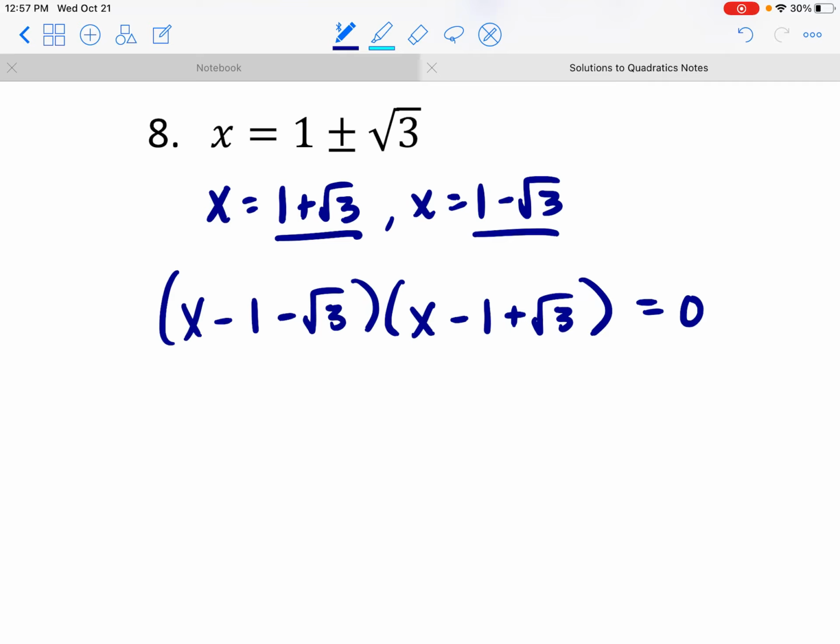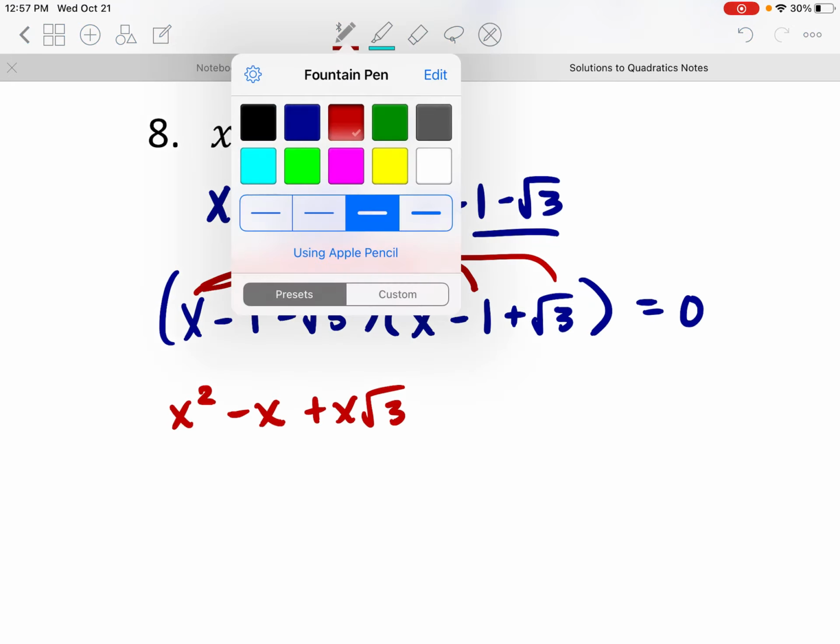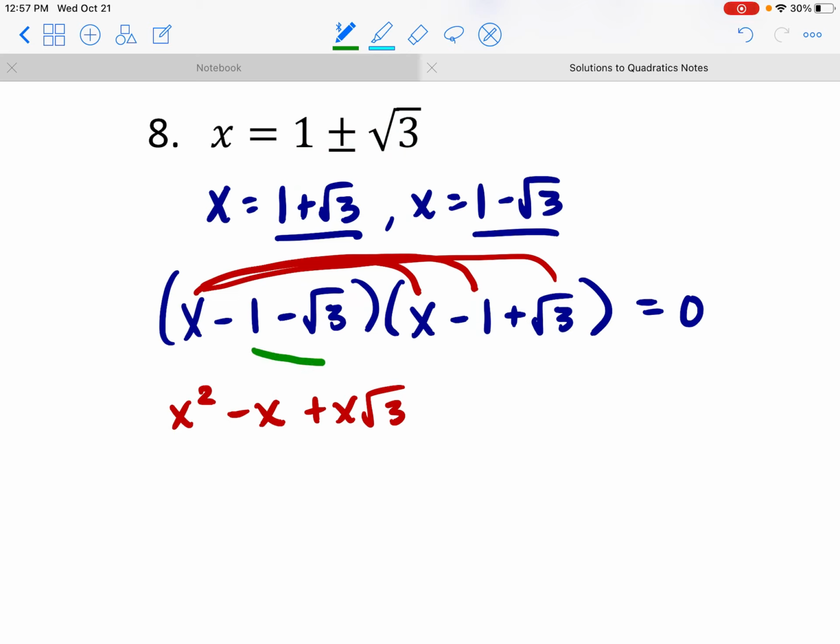So if I was to multiply, just so I can try to stay organized, x times x is going to give me an x squared. X times negative 1 is going to give me a negative x, and x times radical 3 is going to give me an x radical 3. And now here, negative 1 times x is a negative x. Negative 1 times negative 1 is going to be a positive 1. And negative 1 times radical 3 is going to be a negative radical 3.